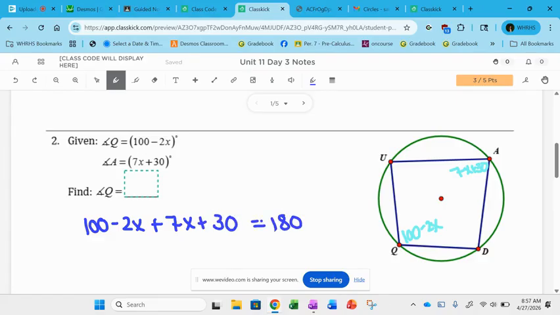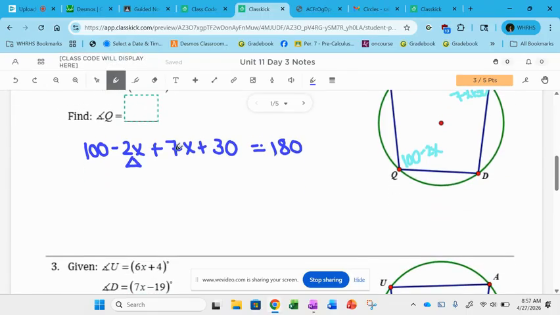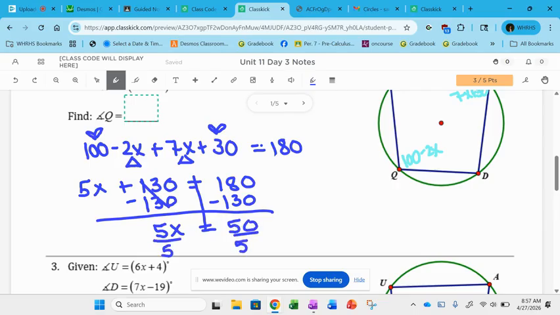How many people at least knew to set up that equation from there? Awesome. So now we check our equation solving skills. I have a negative 2x and a 7x, which gives me 5x. I have a 100 plus a 30, which gives me 130 equals 180. Now to solve, I'm going to subtract 130 on both sides. So I have 5x is equal to 50. Divide by 5, and I get x is equal to 10.